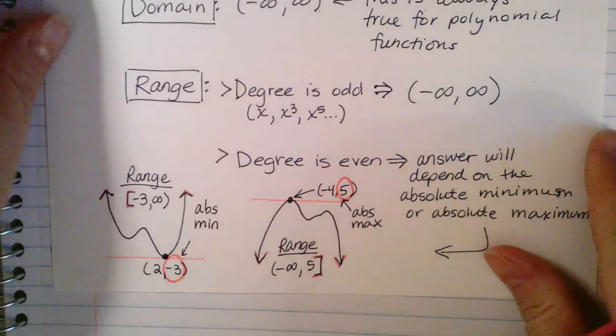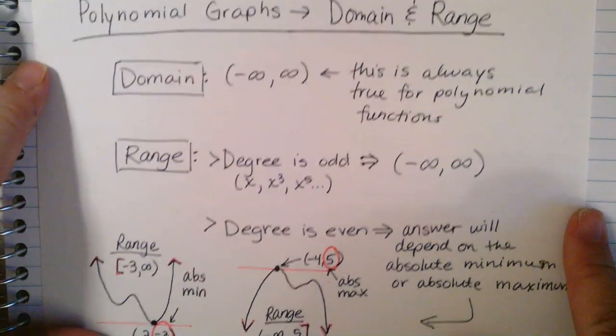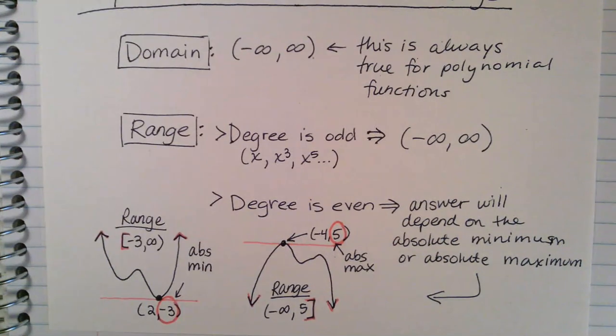So this is just a quick summary of domain and range on your polynomial graphs that you might want to pause and write down yourself, or take a picture of, or something like that.